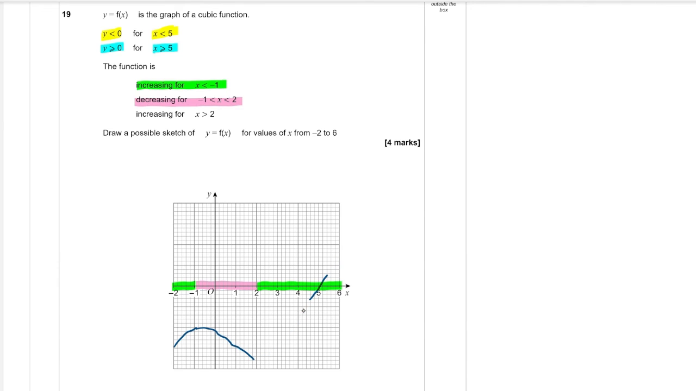What I might do is just make it a little bit curvier, because it is a cubic, so it is a curve, it's not a straight line. So something like that would be acceptable. And in fact, I'm just going to make sure that it goes all the way up to x equals 6 right there, so that it covers all of the domain that we've been asked to cover.